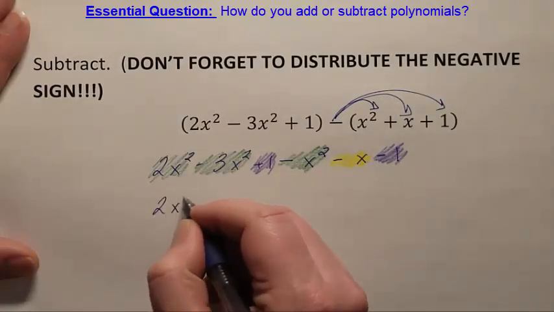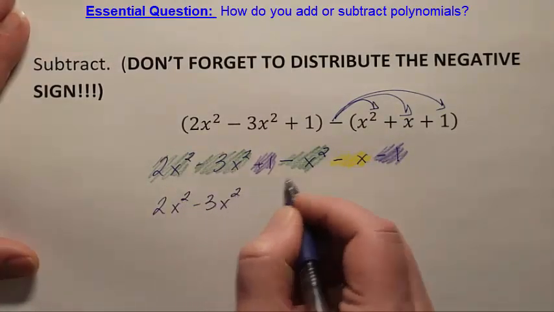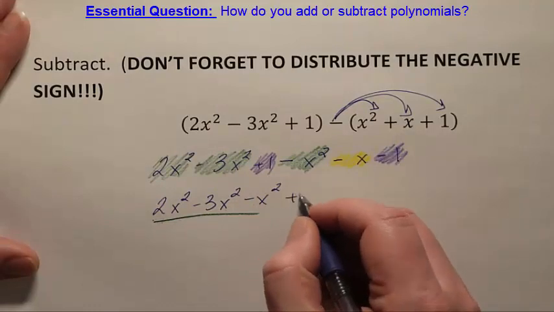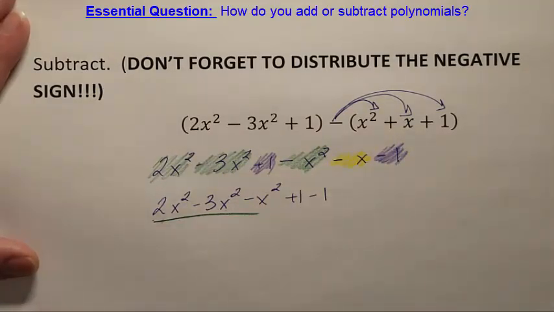I am going to rewrite it so that I could see all of my green x squareds next to each other so I know that I'm combining them correctly. I'm going to rewrite it so my purple constants are right next to each other so I could see if I'm combining them accurately. And I'm going to combine my x's so I can see if I'm combining those accurately.